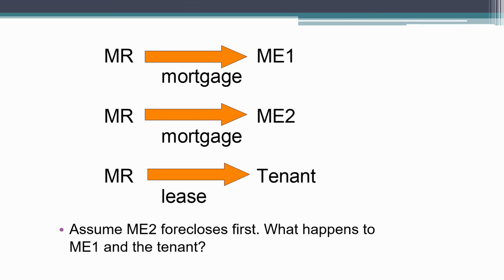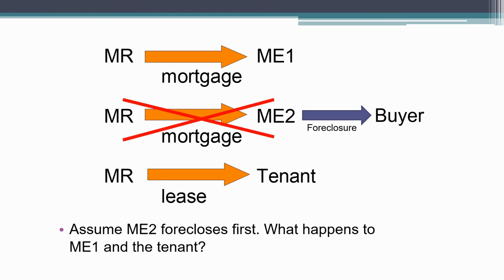Now let's take the same facts, except that ME2 forecloses first, and there's our foreclosure sale and our buyer buying the property. What about the other parties to the transaction here? Well, obviously ME2's mortgage is wiped out. Likewise, the tenant's lease is wiped out. However, ME1's mortgage is not affected in the least by this foreclosure sale, and it remains on the property. So the buyer will take title to the property, but the buyer's title will have ME1's mortgage on it.